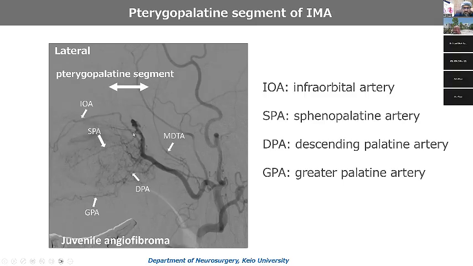You can see the infraorbital artery. And this is the sphenopalatine artery, which is supplying the nasal mucosa. And this is the descending palatine and greater palatine artery, which is supplying the hard palate and oral cavity.